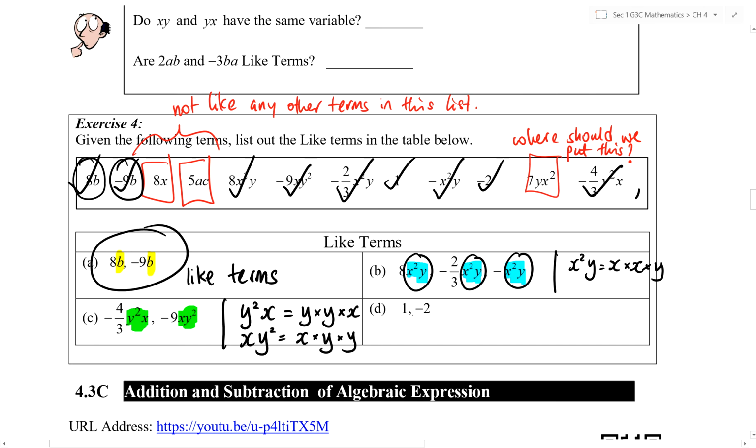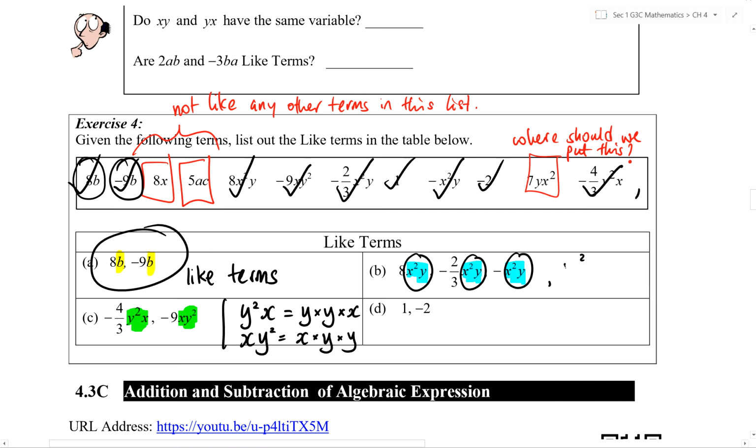Okay, so far? Then now I've got 3 more terms that were not included in the list. Does our 8x go anywhere? No, there's nobody else that is like 8x. X is the only term. So no, it doesn't fall under any like term. 5ac, does it fall under any like term? In this case, nobody else looks like it. What about our 7yx squared? Does it fall somewhere? Which color? The blue one, right? Okay, so let us include it over there.